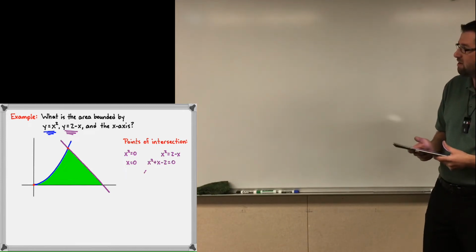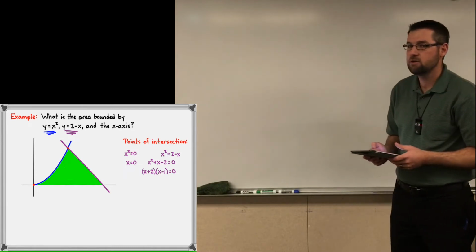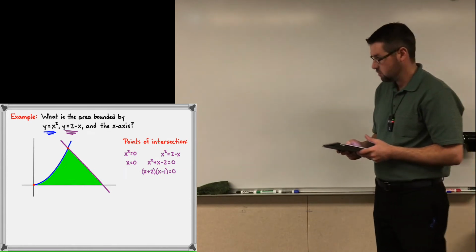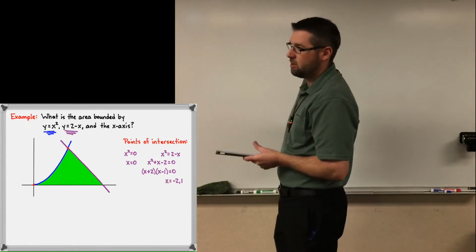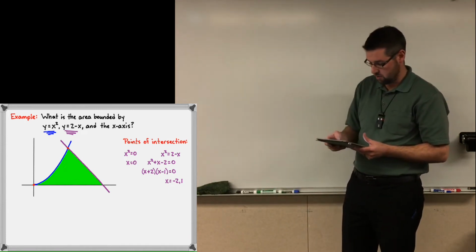Get everything on one side and factor. So you get x plus 2 times x minus 1. By the way, those aren't the answers. Those are the factors. What are the intersections then? Negative 2 and 1. But negative 2, we talked about, we're not looking at that part. We can cross that out.